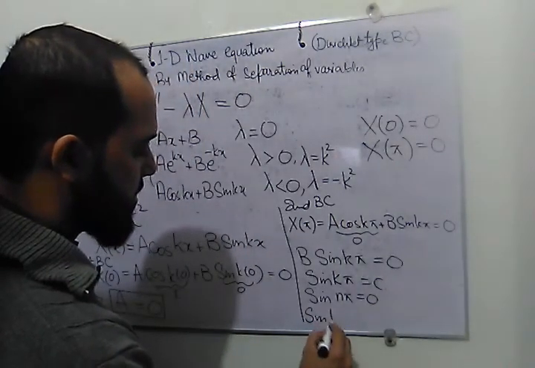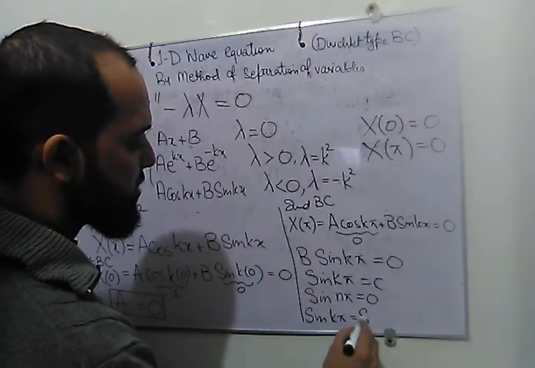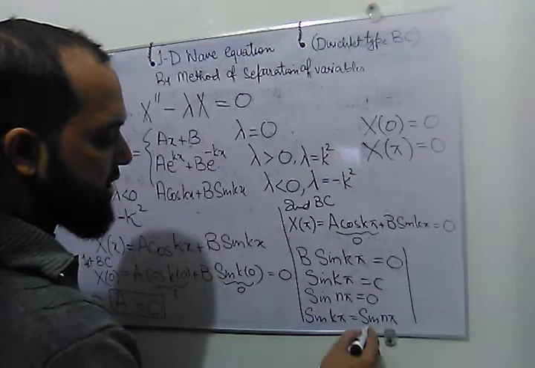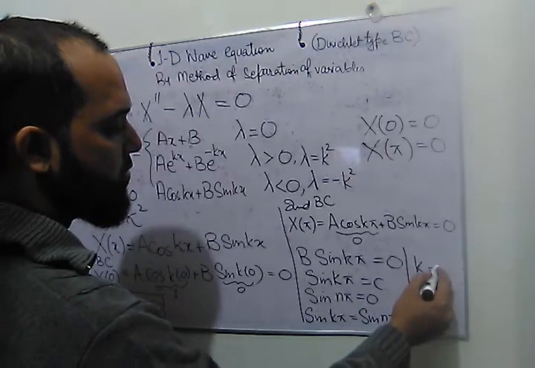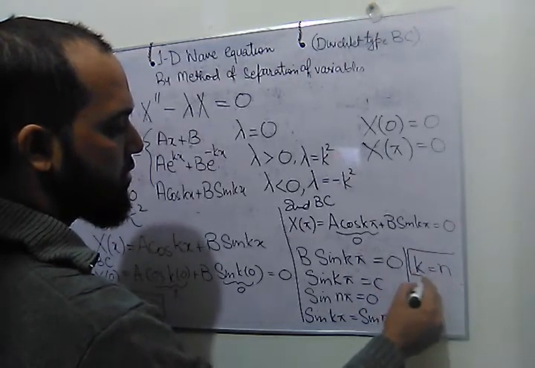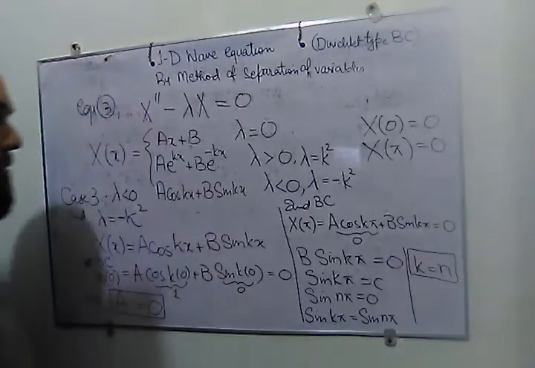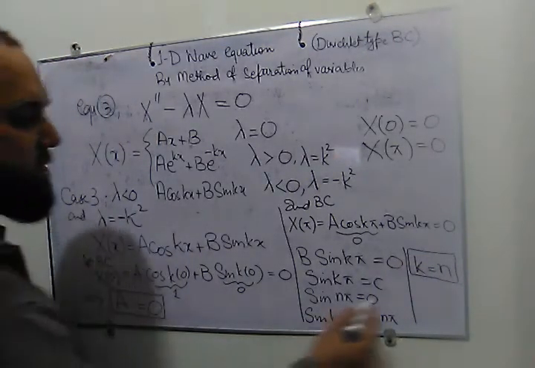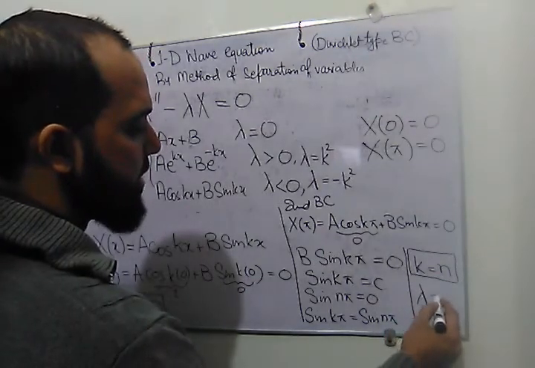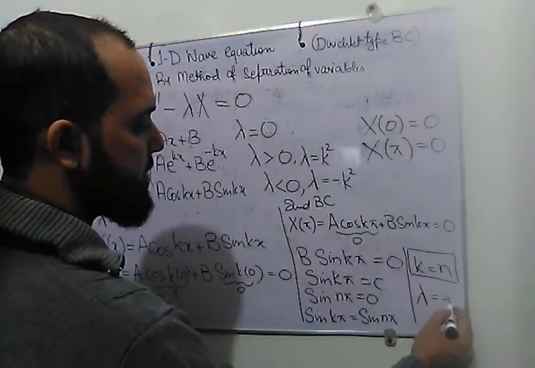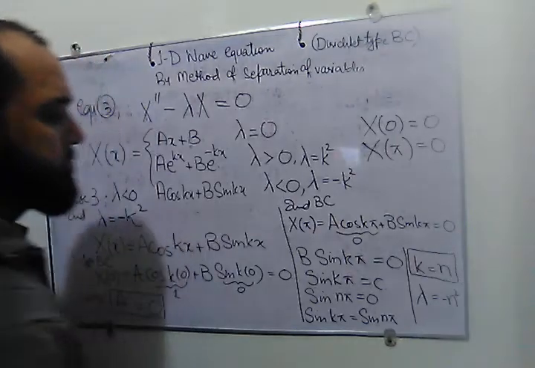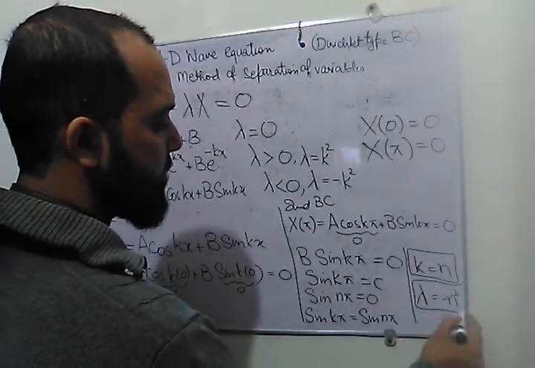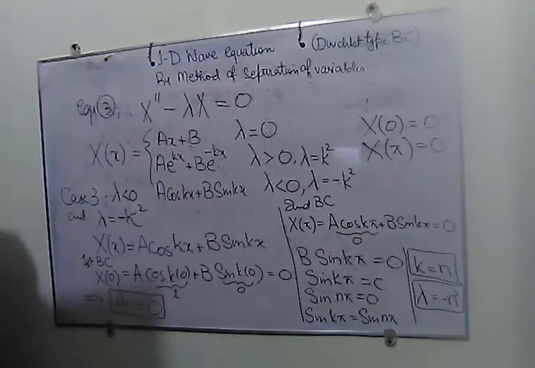Sine k pi is equal to sine n pi. From here we see that k is equal to n. If k is equal to n, lambda is equal to minus k square. This means that lambda is equal to minus n square. So we have the value for both lambda and we have the value for k.